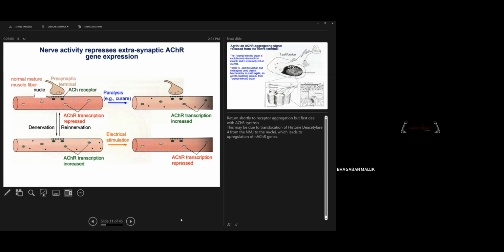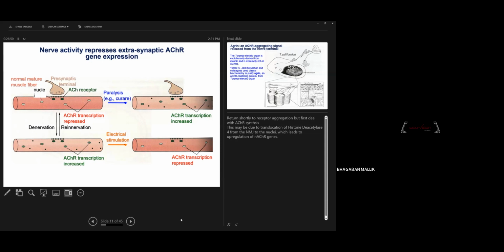They are repressed. But there are two situations: denervation and reinnervation. Denervation means you have loss of the nerve, and reinnervation means you have formation of the synapse again. So when there is denervation, when there is loss of the nerve connection to the postsynaptic cell, the nuclei present in this region become active and are actively transcribed. So here it is saying that nerve activity represses the extrasynaptic receptor.